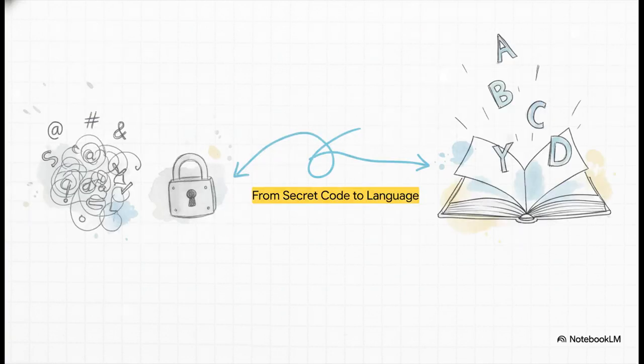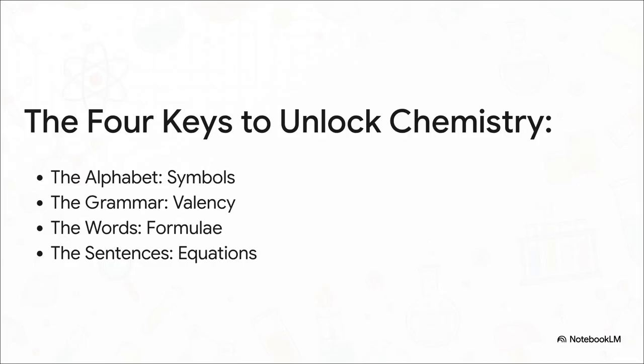Okay, but what if we're looking at this all wrong? Here's the big idea for today. What if it's not some secret code we have to crack? What if it's just a language we have to learn, you know? A language that has its own alphabet, its own grammar, and its own sentences. And just like any language, you just need a few keys to get fluent. So, we're going to focus on 4 big ones. First up, the alphabet. Those are the symbols. Then, the grammar. That's something called valency. After that, we'll build words with formulae. And finally, we'll write whole sentences, the equations that tell the chemical story.